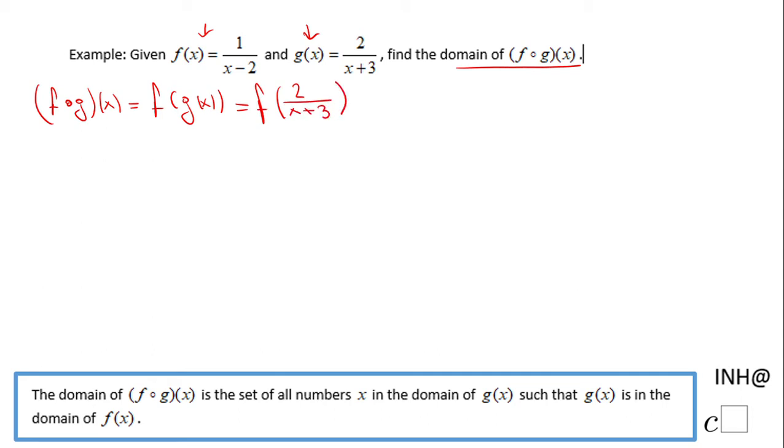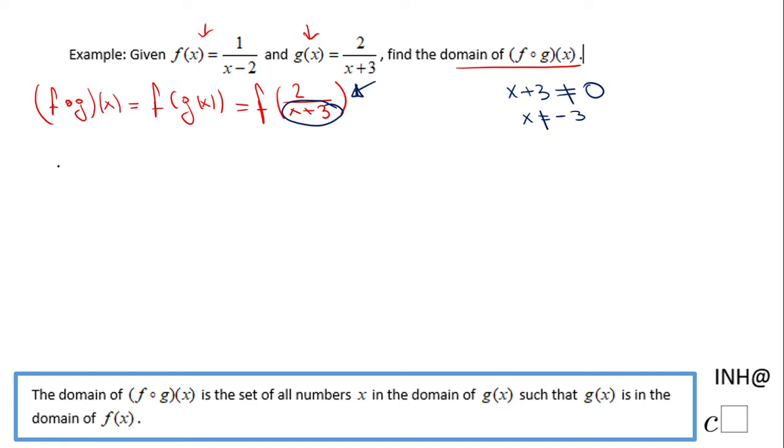And if you take a look, this g function that goes into the f function has this denominator of x plus 3. We want to be sure that that denominator is not equal to 0. So I'm going to make x plus 3 equals 0. I'm going to solve it, and I'm going to get x equals negative 3. But like I said, x cannot be negative 3, because if it's negative 3, the g function is undefined. So everything that will be here is undefined.